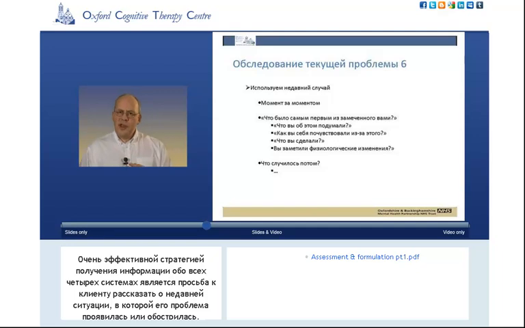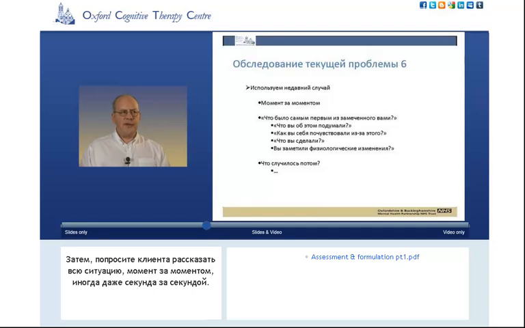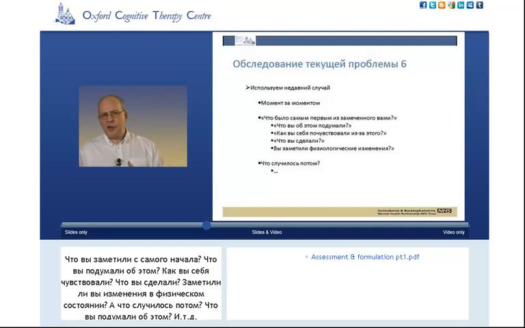A very useful strategy for getting at all of these four systems and some of the relationships between them is to ask your client to relate to you a specific recent incident when their problem occurred or when their problem was particularly bad. So, for example, the last time you had a panic attack or the last time you felt particularly depressed. And then ask your client to take you through that incident moment by moment, sometimes almost even second by second. So what was the very first thing you noticed?